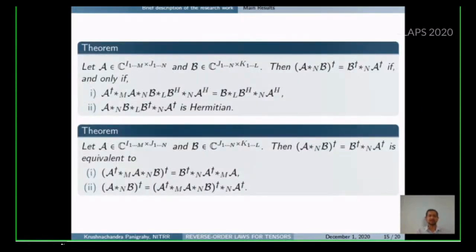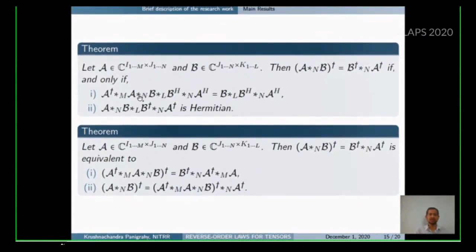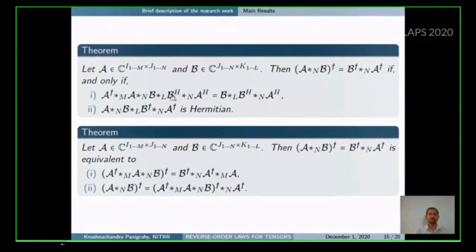And the main results of my research work are these. We find that whenever the tensors A and B satisfy these two conditions, that the range of A dagger A is contained in the range of B star L B conjugate transpose star n A conjugate transpose, and the range of A dagger star n A is contained in the range of the tensor B star L conjugate transpose of B star n conjugate transpose of A, and A star n B star L B dagger star n A dagger is Hermitian, in that case A and B satisfy the reverse order law.